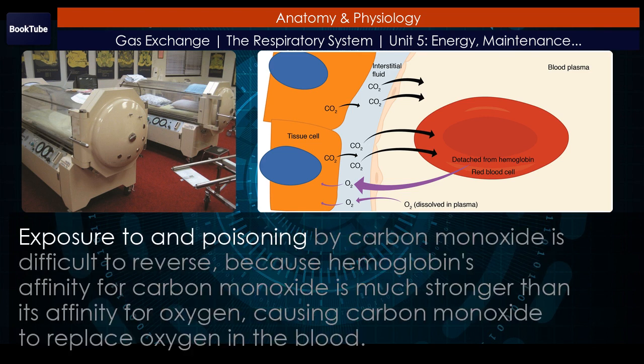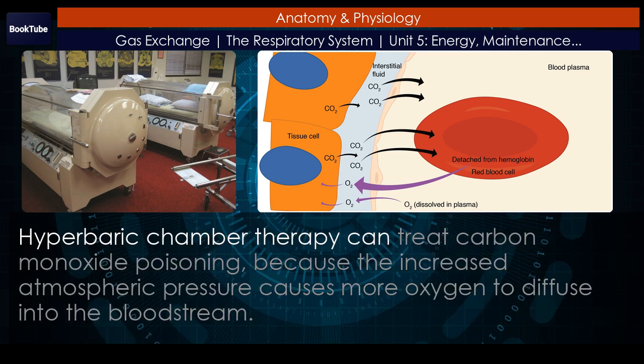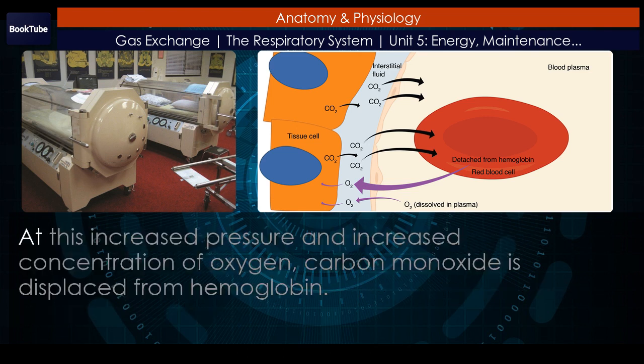Exposure to and poisoning by carbon monoxide is difficult to reverse, because hemoglobin's affinity for carbon monoxide is much stronger than its affinity for oxygen, causing carbon monoxide to replace oxygen in the blood. Hyperbaric chamber therapy can treat carbon monoxide poisoning, because the increased atmospheric pressure causes more oxygen to diffuse into the bloodstream. At this increased pressure and increased concentration of oxygen, carbon monoxide is displaced from hemoglobin.